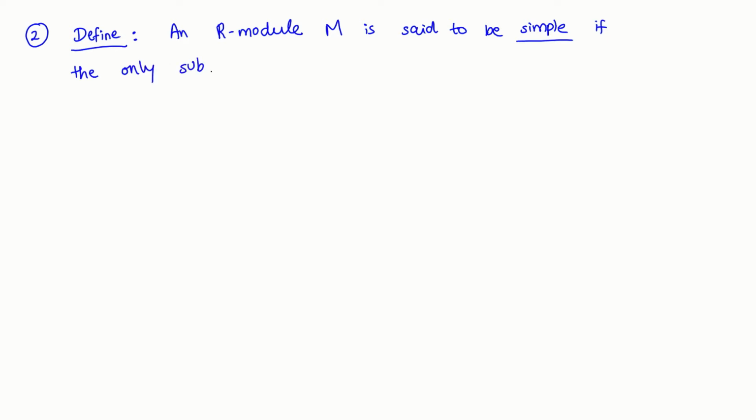So define an R module M is said to be simple, or a simple R module, if it has no submodules, if the only submodules of M are the two obvious ones, 0 and M itself. So these are the only two submodules. Then we say M is simple. It has no other non-trivial submodules.